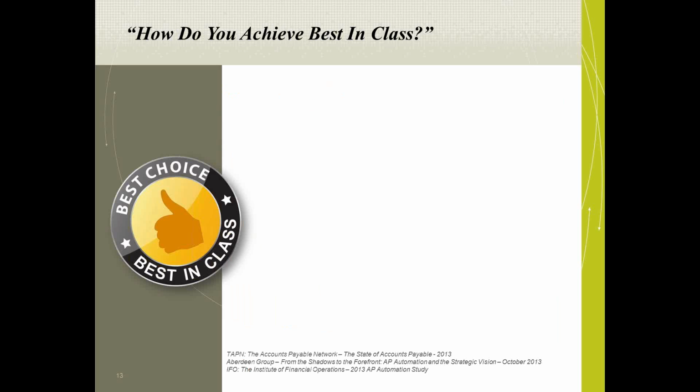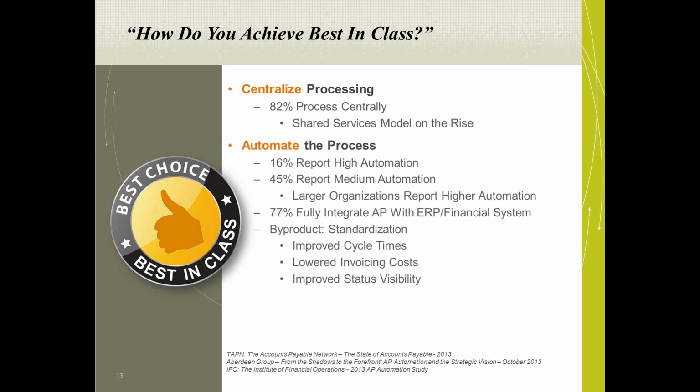So what do the industry analysts say that you need to do to achieve best-in-class performance? Centralizing your processing is key here. You can see a majority of organizations are stating that they're doing some level of centralized processing of accounts payable. Shared services is definitely on the rise within different organizations.